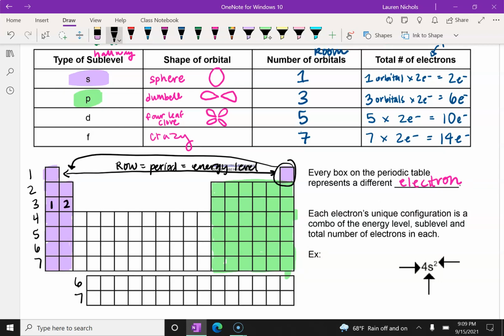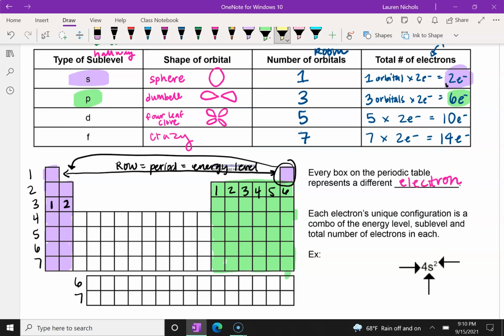There's always just 2 boxes, and there were 2 electrons that could fit in the S sublevel. If we count the P sublevel, there's 1, 2, 3. That's not a 3, that's a 6. 1, 2, 3, 4, 5, 6 boxes, and that corresponds to the 6 total electrons that can fit in a P sublevel or a P hallway.